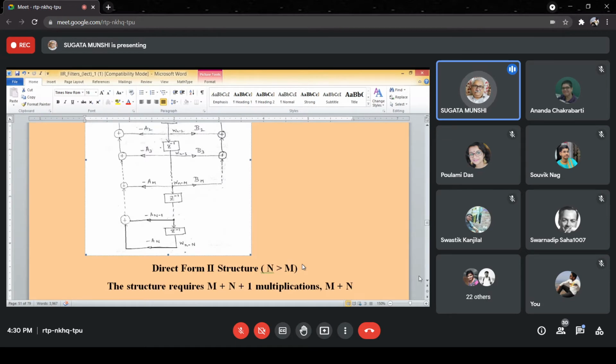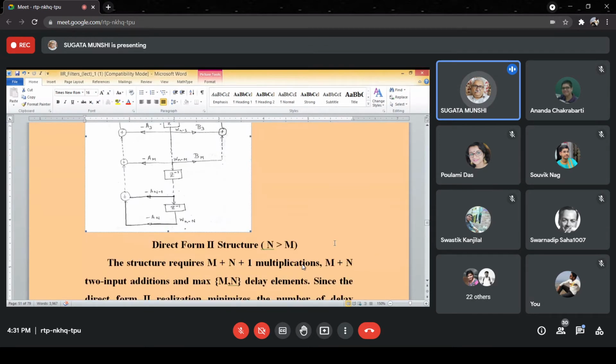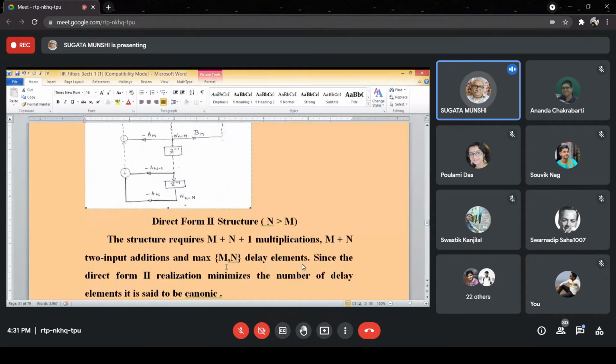What about the number of unit delay elements? In this particular structure, the number of unit delay elements is capital N, N standing for Nainital. But I have considered the case for capital N greater than capital M. If capital M, standing for Madras, were greater than capital N, then the number of unit delay elements required would have been capital M. So, to generalize, the number of unit delay elements is the larger of capital M and capital N, either capital M or capital N, whichever is larger.